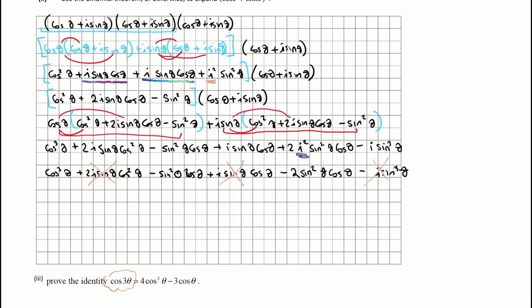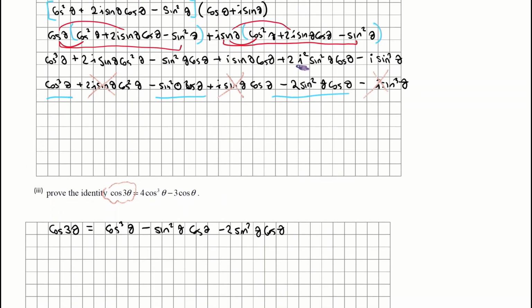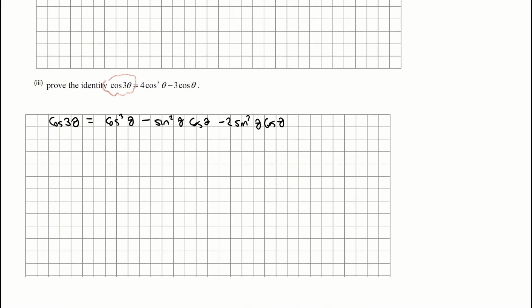So in part 3, the only part that I need here is cos 3 theta, which is going to be equal to this part, and this part. Anything without an i, basically, the real part. So cos cubed theta minus sine squared theta cos theta, and minus 2 sine squared theta cos theta. So that's what I have. I now need to manipulate this or change it so it looks like 4 cos cubed theta minus 3 cos theta. So basically I want it in terms of cos. I want to get rid of any sine.